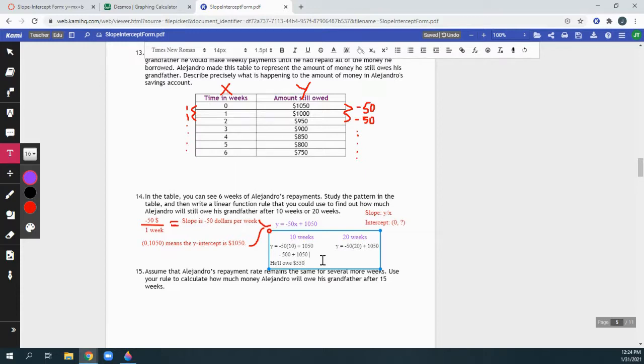Here, 50 times 20 is 1,000. You'll owe $50. All that'll be left.